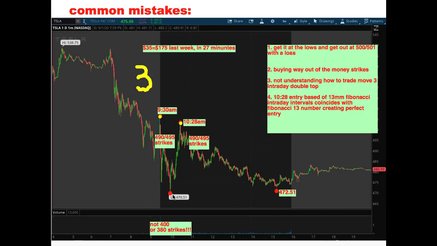He's not using the short the bounce strategy. He's just looking at his screen. It looks like Tesla is going to crash lower and lower, and that's the worst time to get in, and that's when the trader gets in.